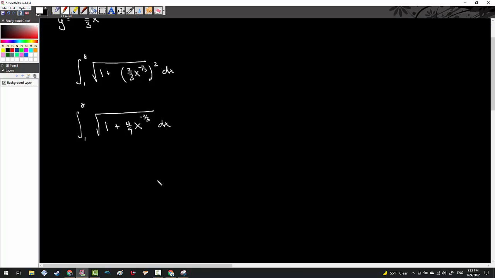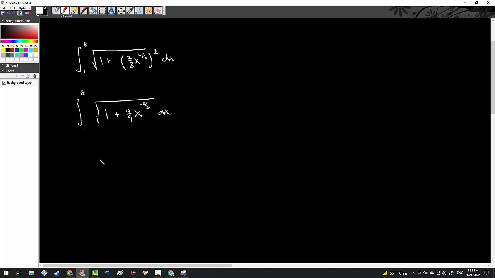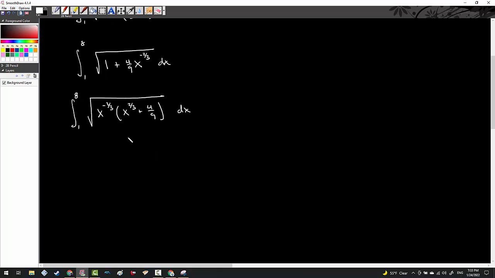So how do I do that? Well, I'm going to factor out an x to the negative 2/3 here. So x to the negative 2/3 times, on the inside, I'm going to get x to the 2/3 plus 4/9. And that's all being square rooted, all being dx, and all on the integral from 1 to 8. So now I can at least pull this out. x to the negative 2/3 raised to the 1/2 power, I'm going to multiply those exponents. So what I have is the integral from 1 to 8 of x to the negative 1/3 times the radical of x to the 2/3 plus 4/9 dx.